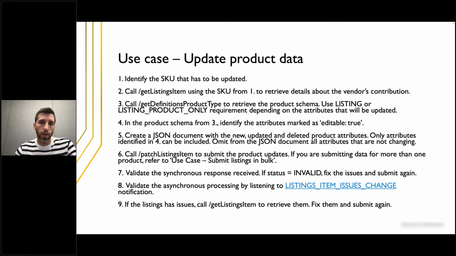As always, if you want to submit information for many different products, so in bulk, you can use the feed alternative that we will see later. This is also supported for the patch use case. Steps number 7, 8, and 9 don't change from what we saw before. It is again waiting for the response feedback from Amazon and then fixing accordingly in case there is any issue.